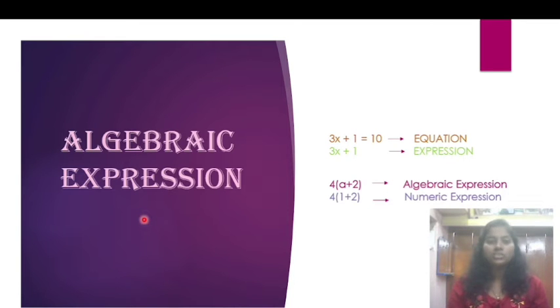Okay. So on the screen we will be able to see that there is one equation I have written. 3x plus 1 is equal to 10. In this equation there is one equality sign. What is the meaning of this equality sign? The meaning of this equality sign is that we have to put the value of x such that we will get the output as 10.